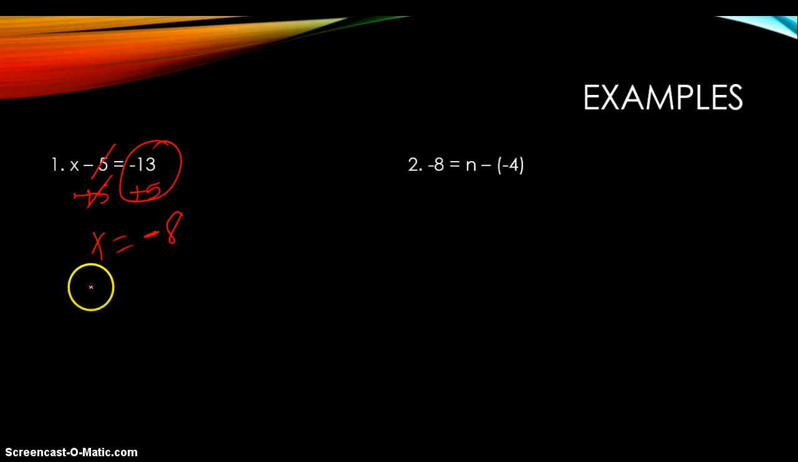So when we plug it back in, negative 8 minus 5 does equal negative 13. So our balance here is equal. Not one side is tipping the other side. It is perfectly balanced. Maybe I should have drawn that the other way, now that I'm thinking about it.